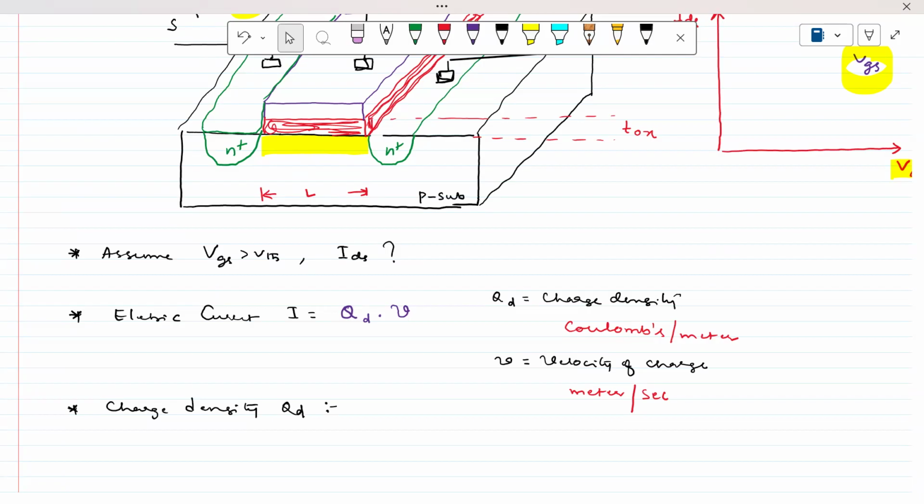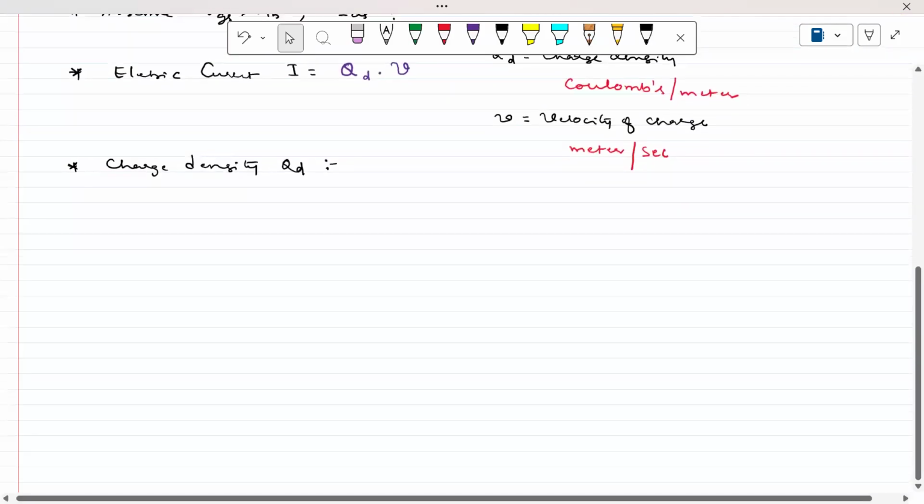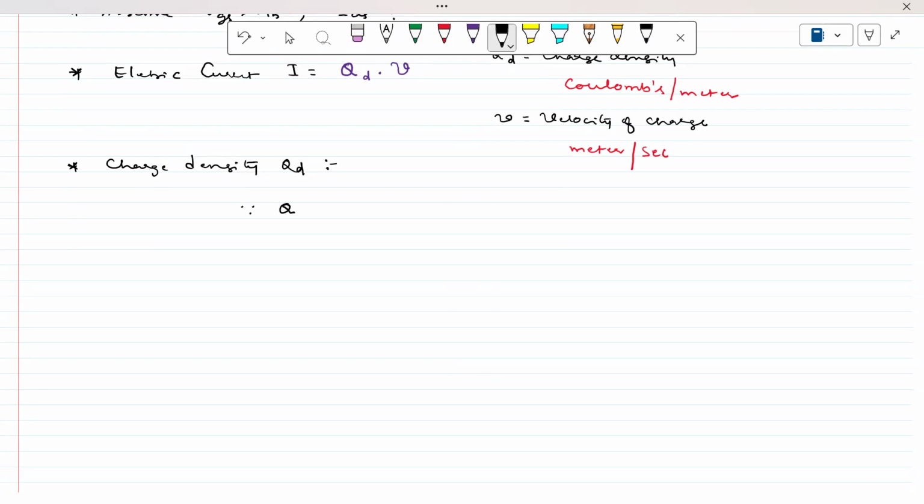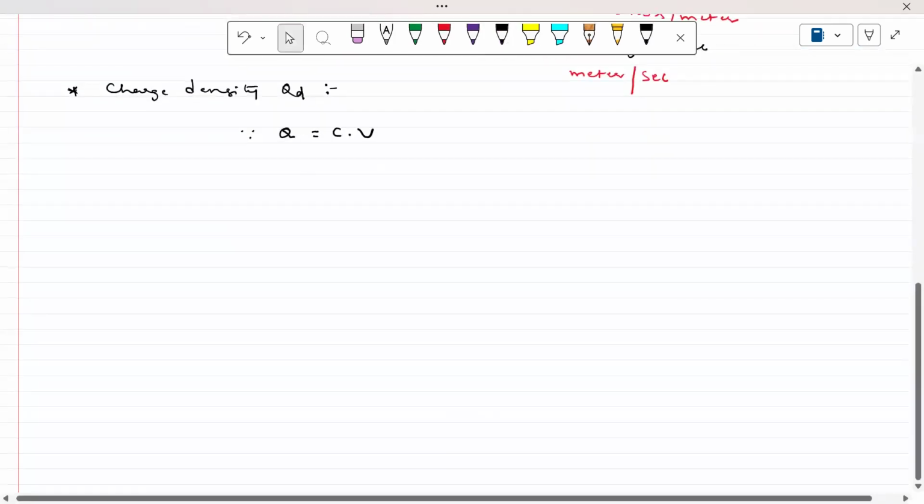Am I right? Fundamentally, for any capacitor, the charge Q can be defined as the capacitance value times the voltage. That is, the material property of the capacitor and the voltage that we applied in order to induce this particular charge. Agree? Let us derive what is the C and what is the V here.